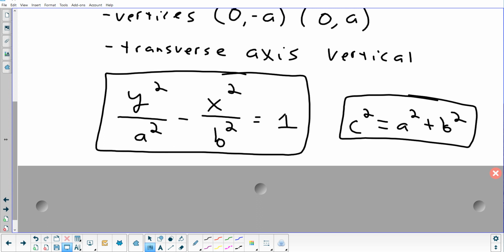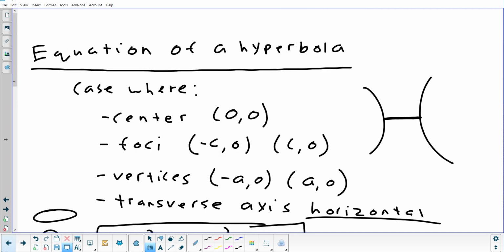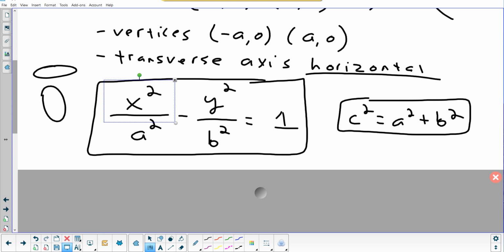So today, the a and the b are stuck where they are. A is always the first denominator. B squared is always the second. So the way you can tell which way the transverse axis goes is look at this letter. It's the positive letter. There's always one positive letter and then one negative letter. Whatever letter you make positive, that's the direction of the transverse axis. So if y is the first letter, it's the positive, and the transverse axis goes up and down. If x is the first letter, then it's the positive, and that means the transverse axis goes left and right. So it has nothing to do with the bigger denominator today.